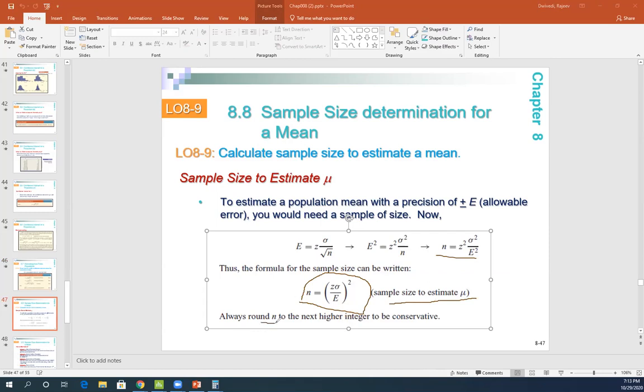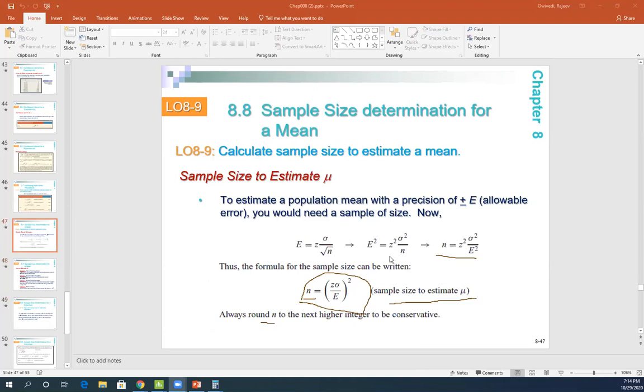Always round n up to the next higher integer to be conservative. Why? Because sample size cannot be 40.7 or 30.2. So if you are getting a calculation of 32.2, you just round up to 33. So always make the sample size an integer.